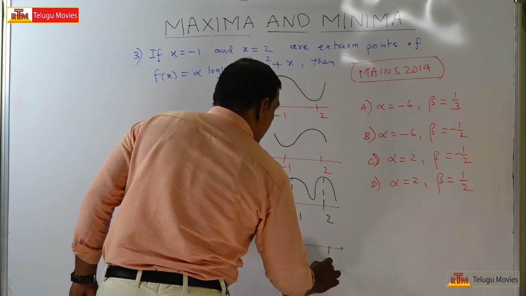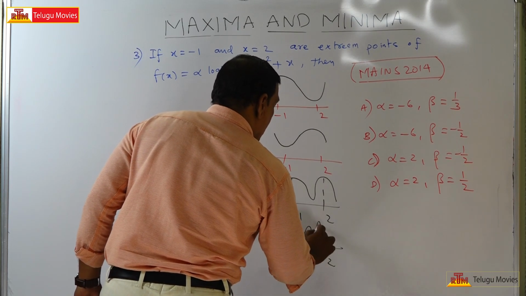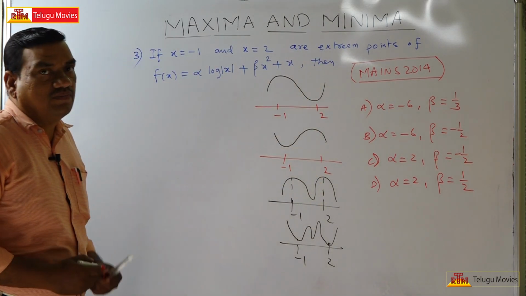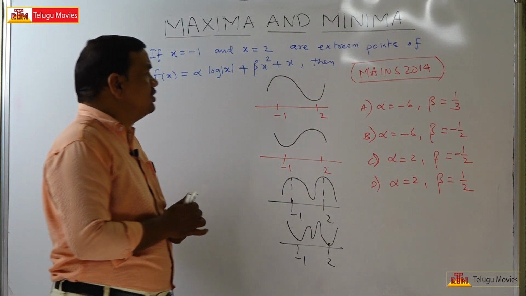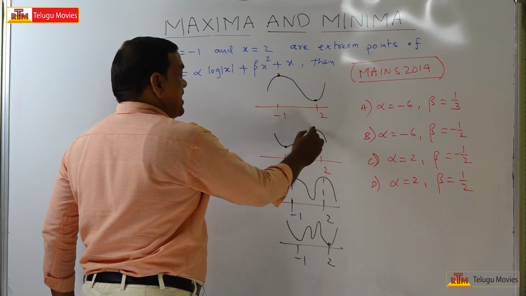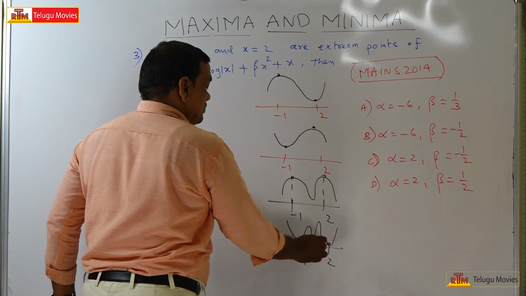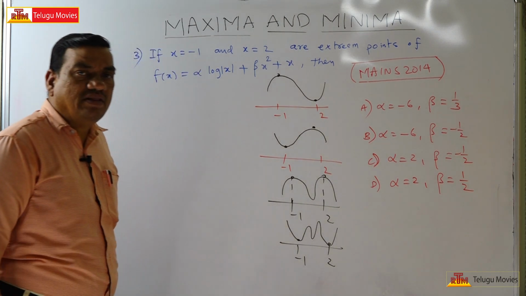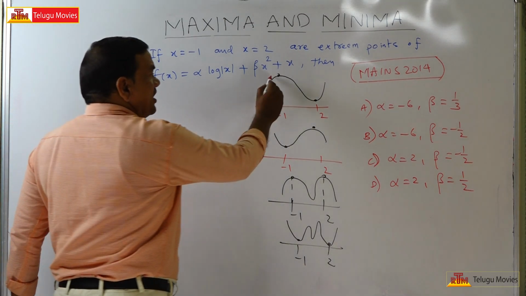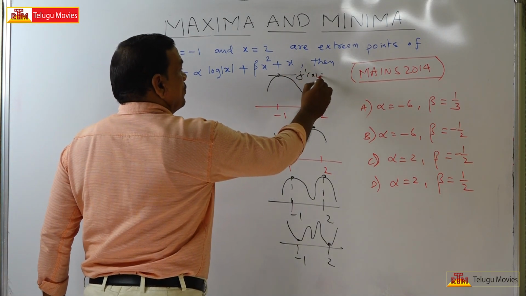Otherwise, at minus 1 and 2, here also minimum and here also minimum. So, these are points of extrema. Extrema means at these points the function may be maximum or minimum, both maximum or both minimum, whatever it may be. So, when he is saying point of extrema, here f dash of x is equal to 0.